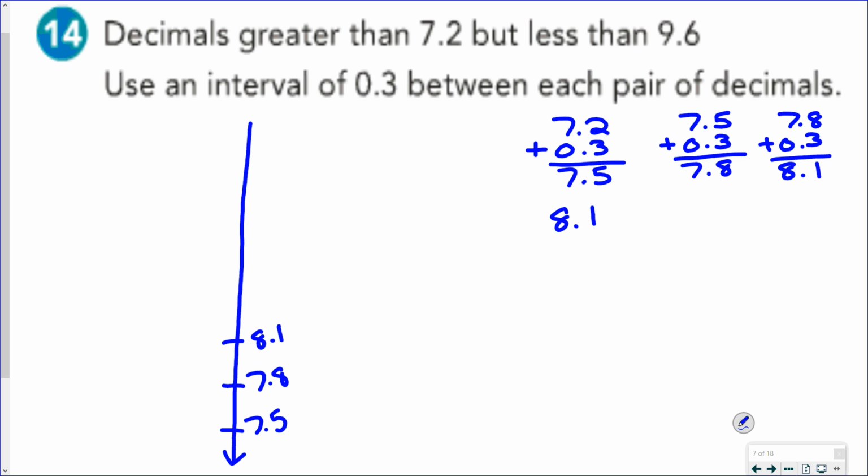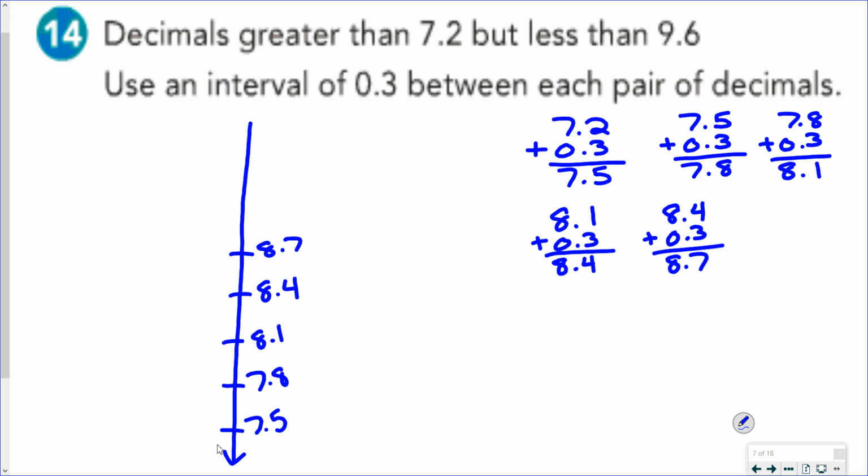I would add 3/10 again to get 8 and 4/10. I would add 3/10 again to get 8 and 7/10. And add 3/10 again. And if you have to do the work off to the side, do the work off to the side. Take the time you need to get your answers accurate.